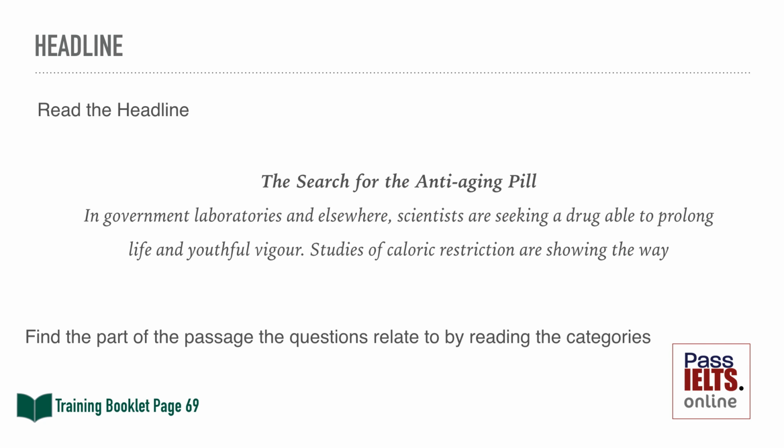Now you need to find the part of the passage that the questions relate to by reading the different categories. So if you look at the 3 categories, you can scan for words such as monkey, caloric, to see which part of the passage they refer to. I'll give you a minute to do that.